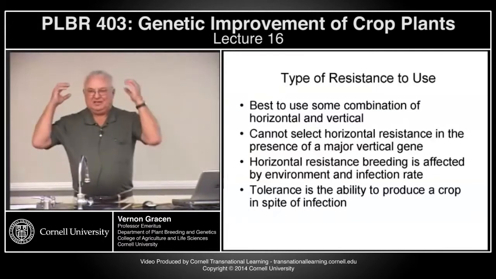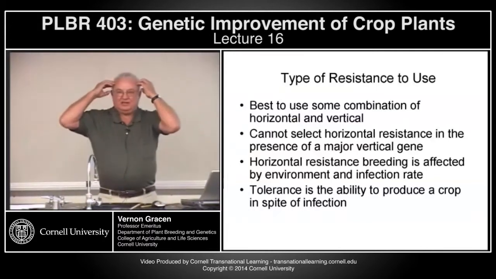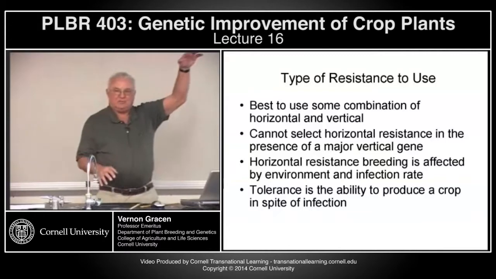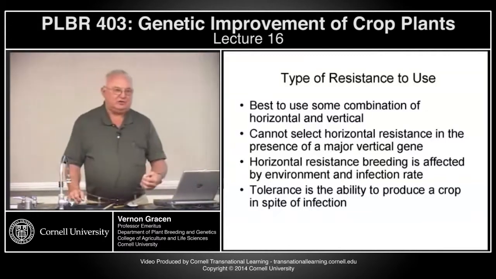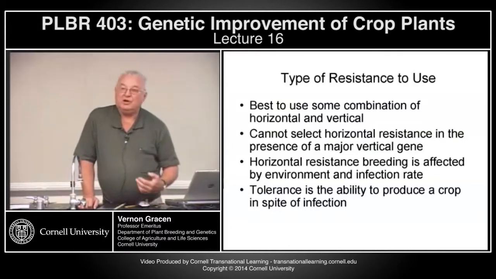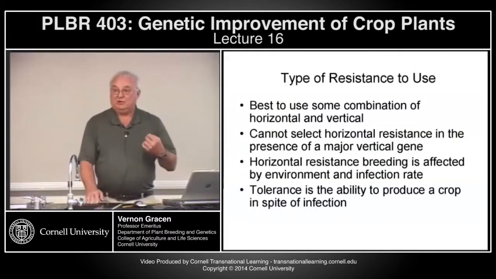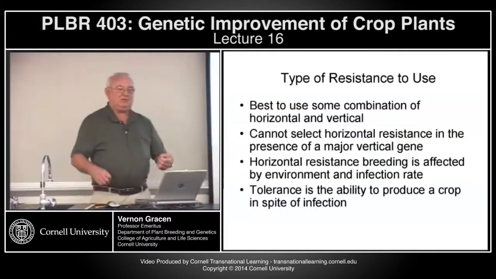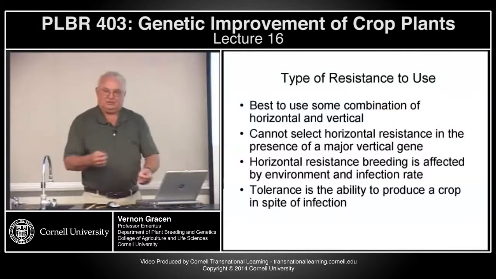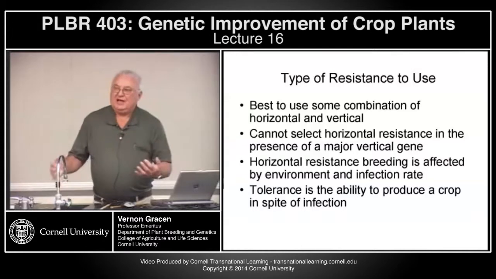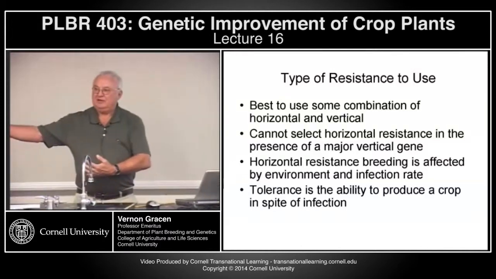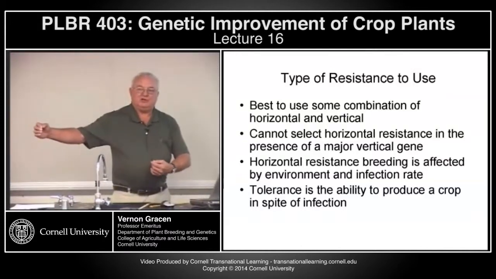So we need to get the concept out of our head that the vertical resistance is bad and the horizontal resistance is good. Vertical resistance is excellent as long as it works. When it breaks down, yeah. When it breaks down, you have to scramble to develop a new form of resistance and deploy it. But that's what plant breeders do. I mean, that's your job as plant breeders.